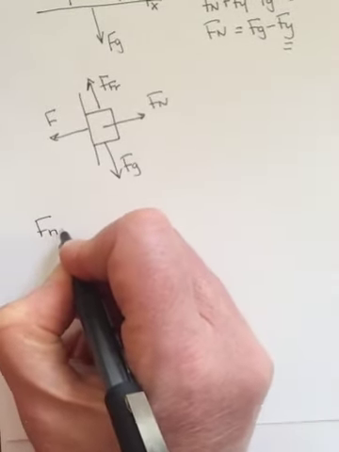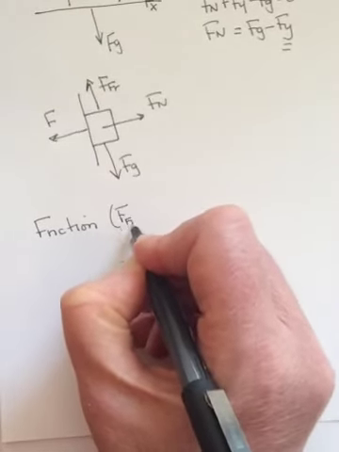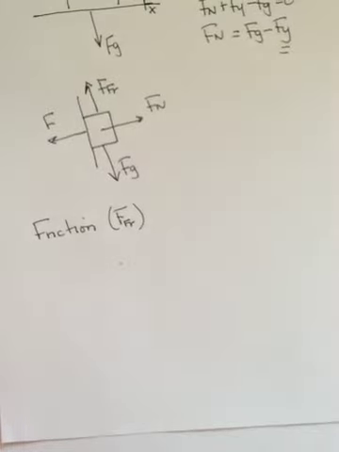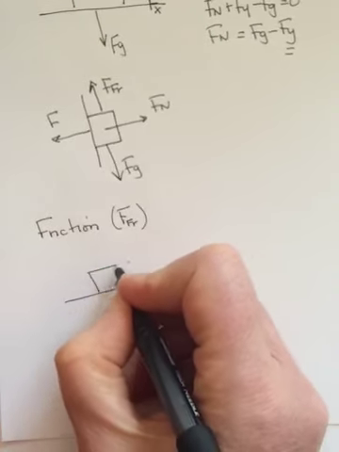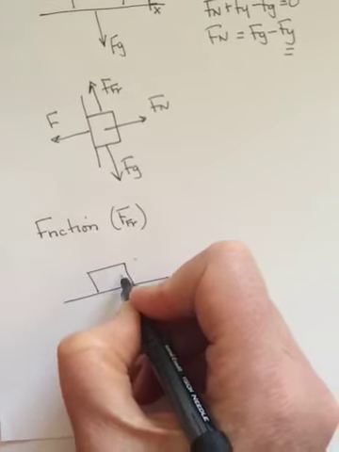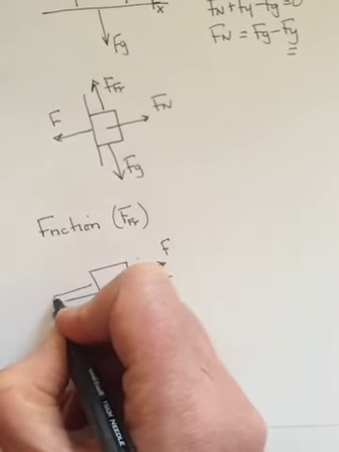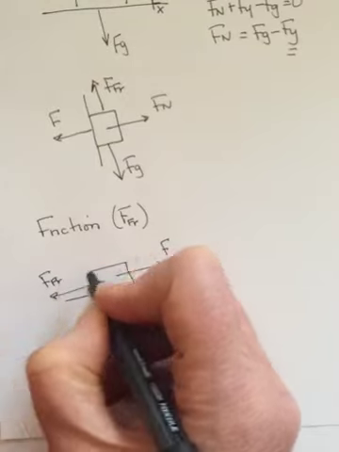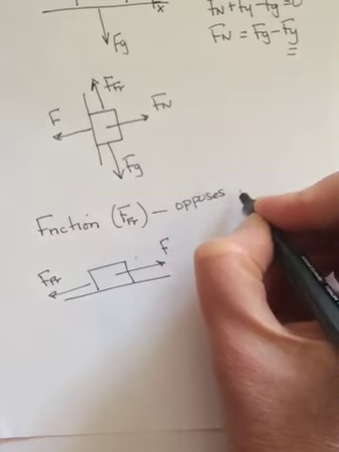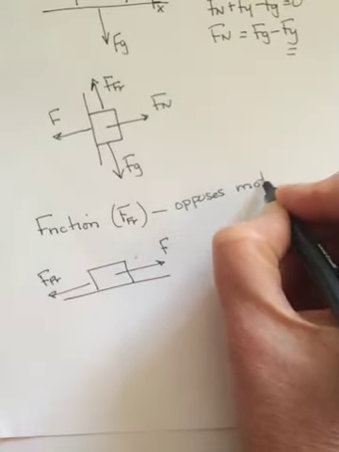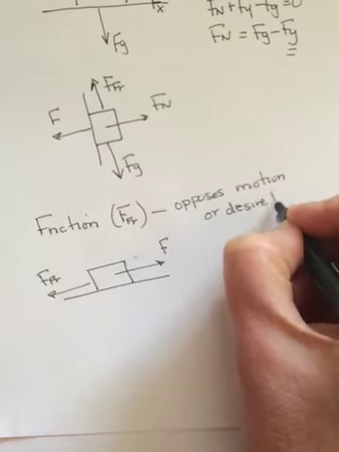Then friction. Friction is a capital F and for some reason with a small fr. Okay? And friction is really like a surface's protest to an object trying to move over it. So if I push an object in some direction like this, friction will always oppose it. So friction always opposes motion or the desired direction of motion.